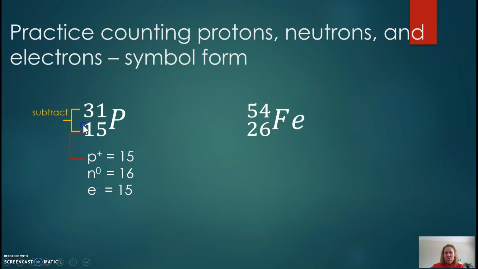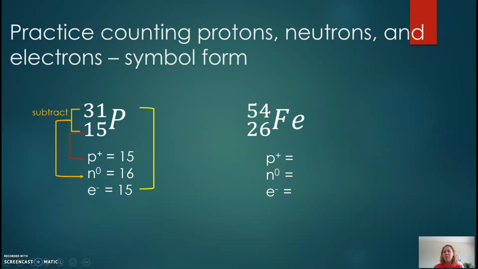How do you find neutrons? You just subtract them. So it's wonderful that they line them up like that, so you can do subtraction by hand if you have to. An electron is the same as protons. Okay, so then iron, there's nothing there, so that's why it's the same.